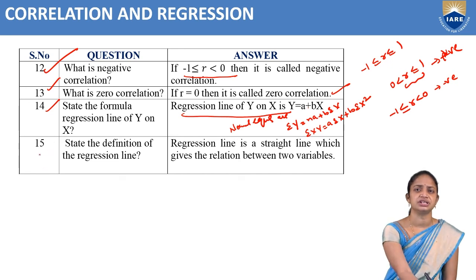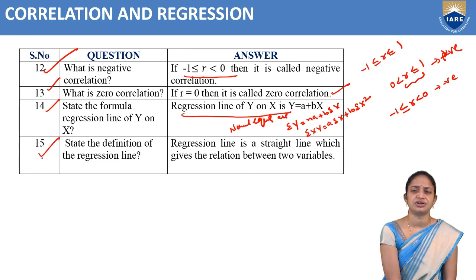The last question is, state the definition of regression line. A regression line is a straight line which gives the relation between two variables or two elements. That is the definition of regression line. So this is our module 2, correlation and regression.